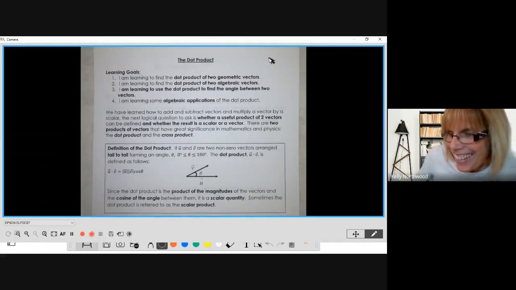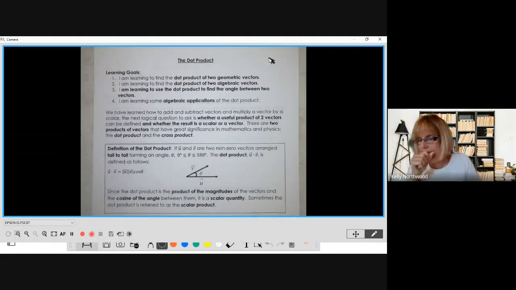Okay, good. All right, so the dot product. Our learning goals are to find the dot product of two geometric vectors, but more importantly, to find the dot product of two algebraic vectors, which is really cool. And learning to use the dot product to find the angle between two vectors.